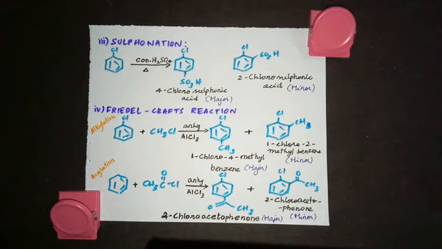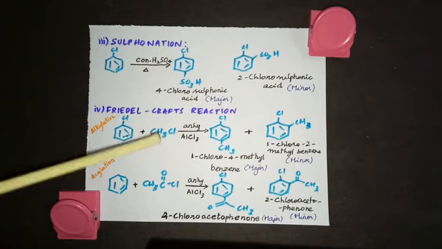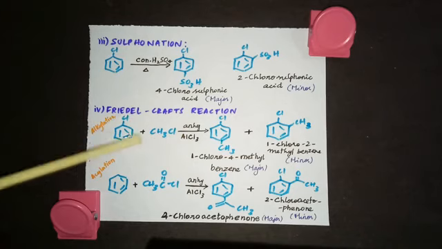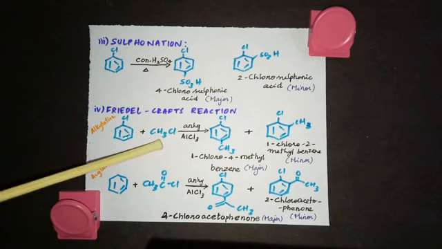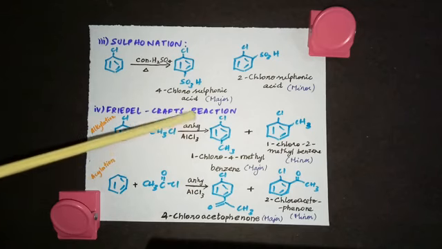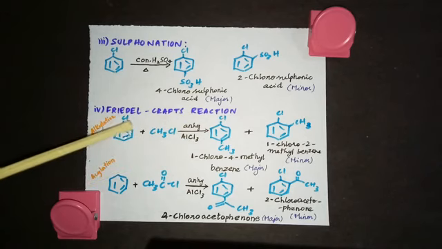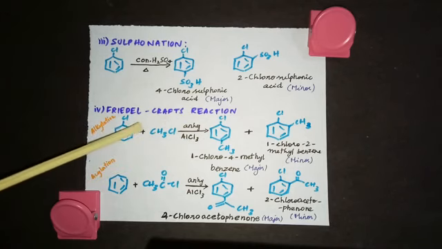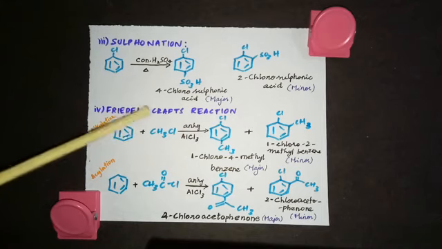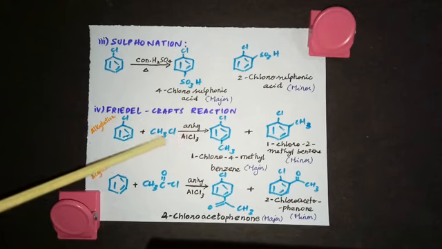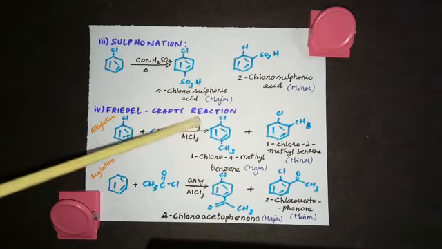There are two types of Friedel-Crafts reaction, alkylation and acylation. Whenever you are treating an arene with an alkyl halide in the presence of anhydrous aluminum chloride, we call that alkylation, because you are going to introduce an alkyl group in the benzene ring. So we call this alkylation. Now see, this is chlorobenzene, treating it with CH3Cl, methyl chloride, in the presence of anhydrous aluminum chloride.